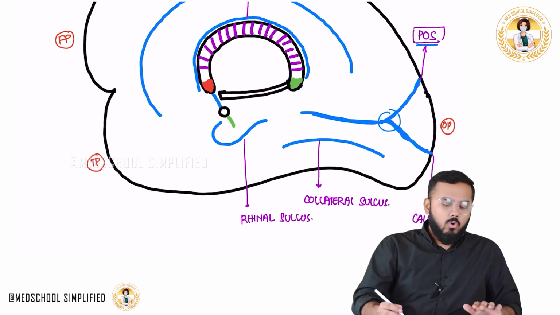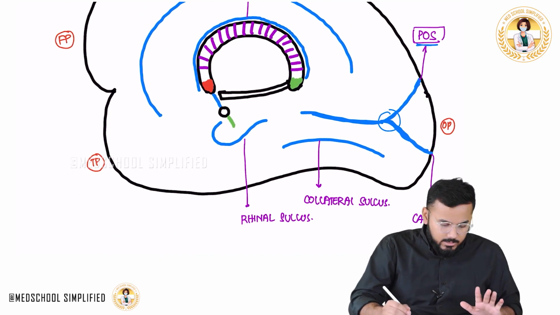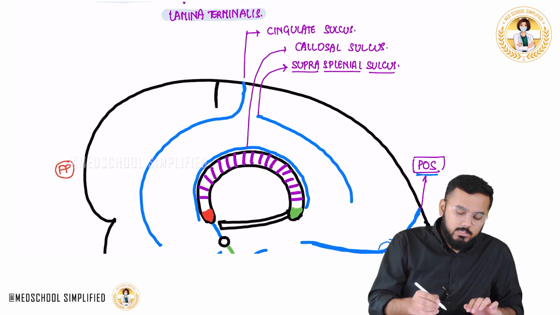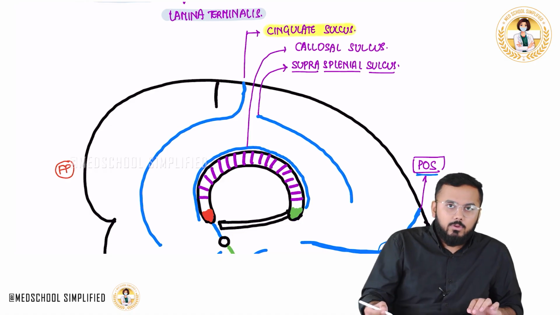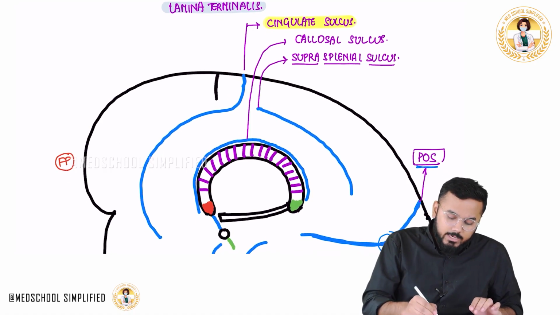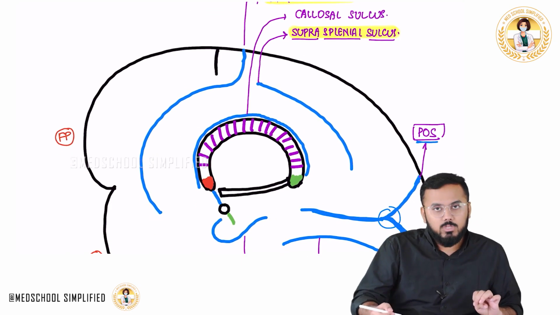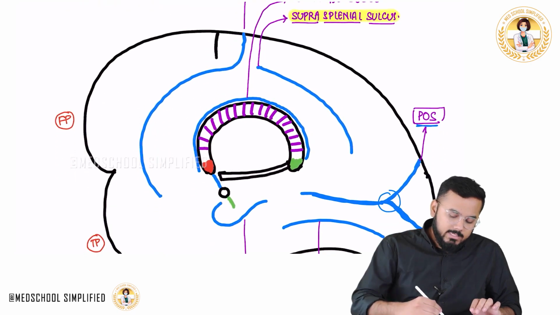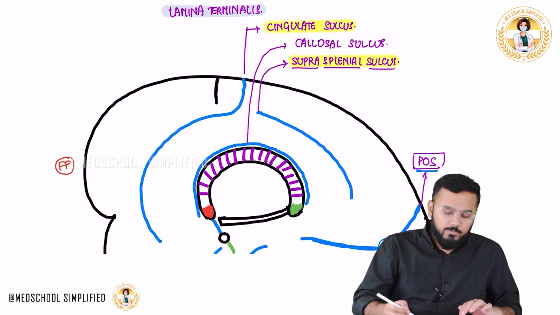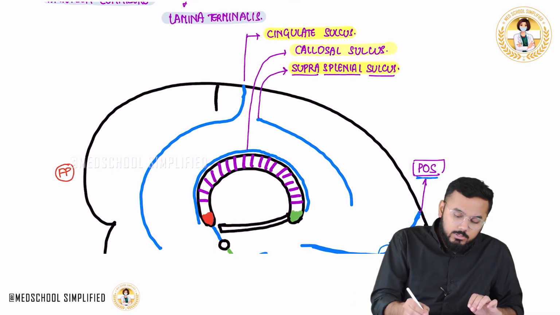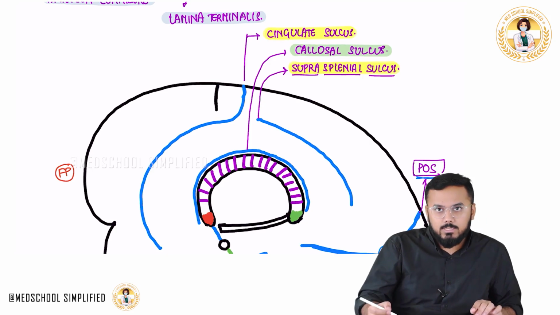Okay, so what are the different kinds of sulci we discussed right now? One sulcus we discussed here is your cingulate sulcus. After that, in continuation, we have the suprasplenial sulcus. Why are you calling it suprasplenial? Because it is present above the splenium. Next, exactly touching and continuing all along the corpus callosum, we have the callosal sulcus. Callosal sulcus is pretty important, you have to know it.